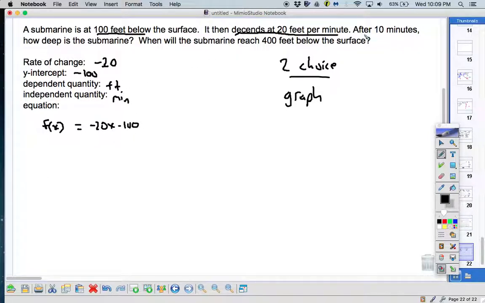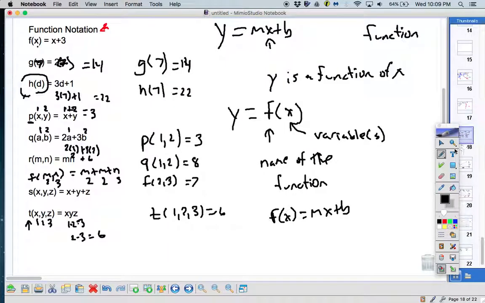So in this first question, it says after 10 minutes. Well, minutes was our independent, which is x. So if I know x, then we can do what we were doing over here, which is just plug in things. So I'm basically asking you what it is, the x value here.